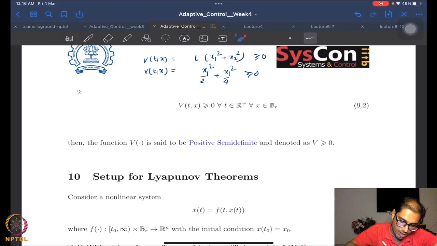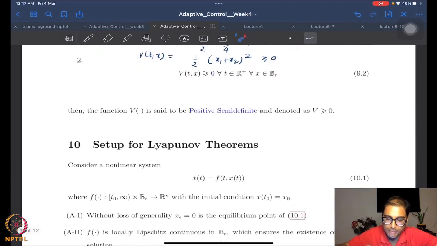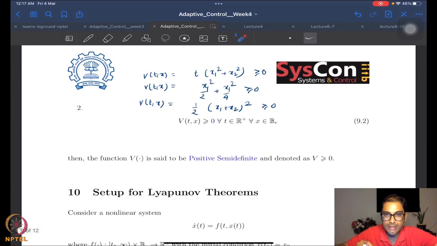Similarly, all the examples that did not satisfy our other properties are again positive semi-definite, because whatever happens, the function is never going to take a negative value. And remember that positive semi-definiteness also plays an important role in Lyapunov stability theorems, so it's not a class to be taken lightly. But of course it is a rather weak requirement. It just requires that the function itself never takes a negative value. That's all we require in positive semi-definiteness. All right, I hope that all made sense.